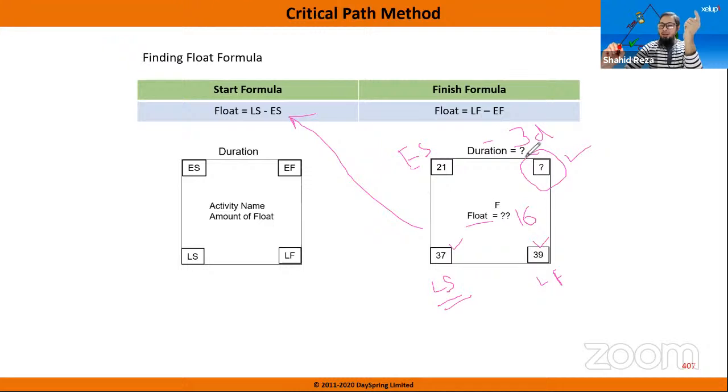So 21 plus 3, that is actually 24 minus 1. So that will be 23. So this is the early finish for this task. If you calculate now 21, 22, 23, it is actually taking 3 days. All right. So this way you can find questions in the exam.